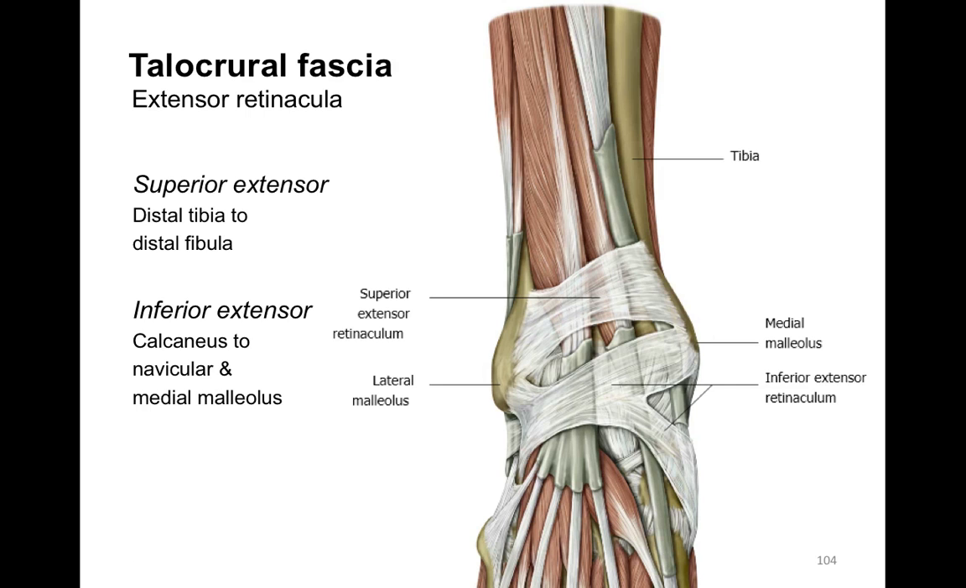The extensor retinacula fall into two structures. There's a superior extensor retinaculum spanning distal tibia to distal fibula, as well as an inferior extensor retinaculum that has three attachments: the calcaneus, navicular, and medial malleolus. Here we can see the navicular attachment, calcaneus here, and medial malleolus here. So these retinacula are positioned anterior to the ankle joint, and they greatly assist in keeping the tendons of these anterior muscles close to the joint.